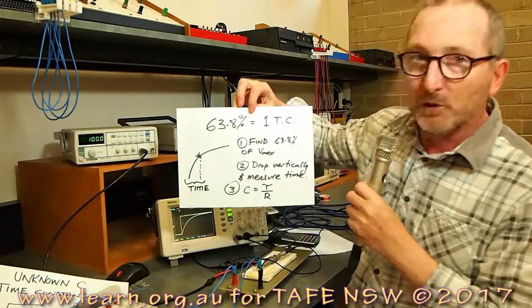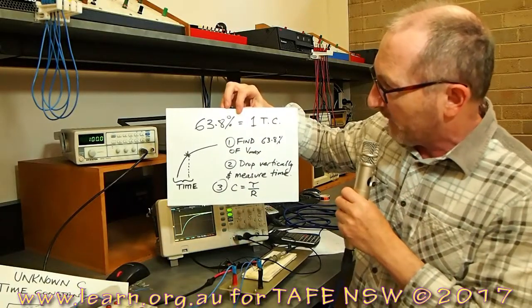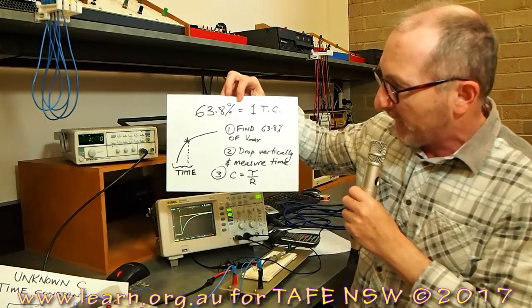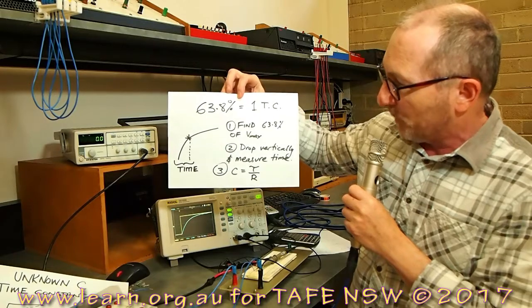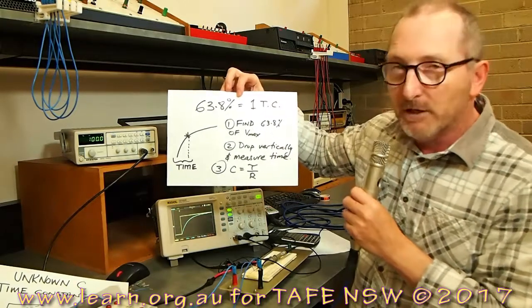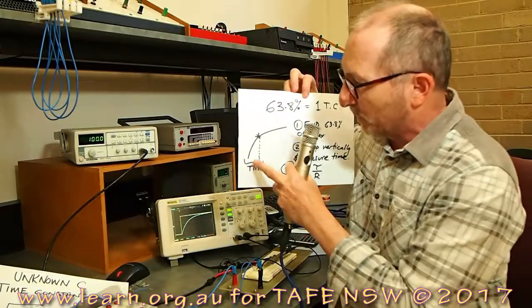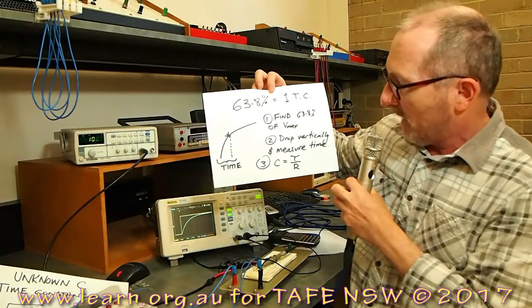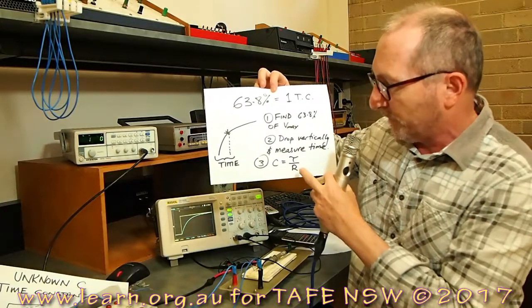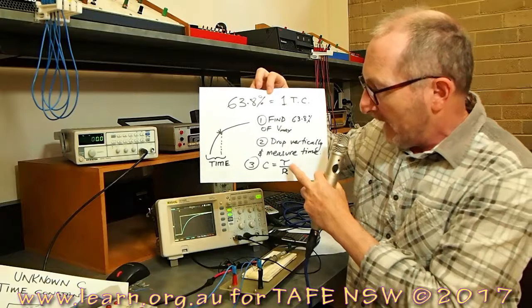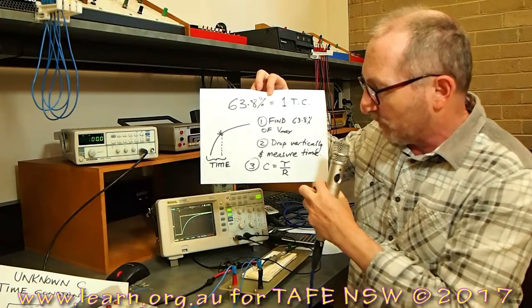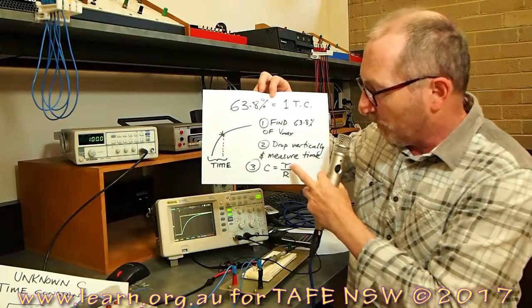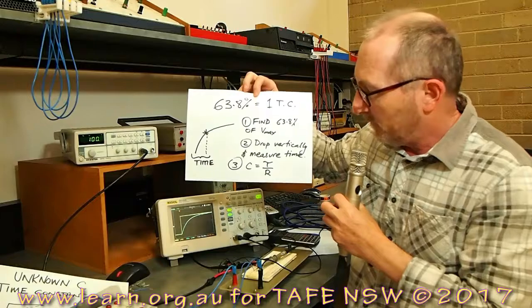So like it says on my little cheat sheet, 63.8% equals 1 time constant. So step 1, I need to find that percentage of the Vmax. And then step 2, I have to drop down vertically and measure the time between the beginning of the rise and the point where it got to 63.8%. And then I can transpose this formula, which is really simple, where tau equals CR, that is 1 time constant equals CR. It'll be C equals tau on R.